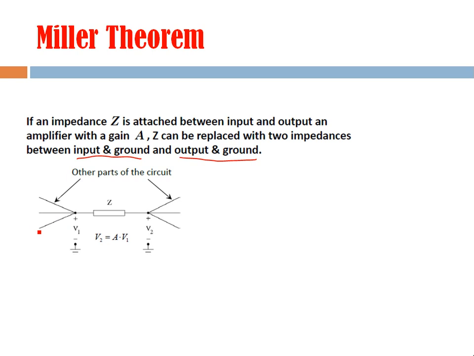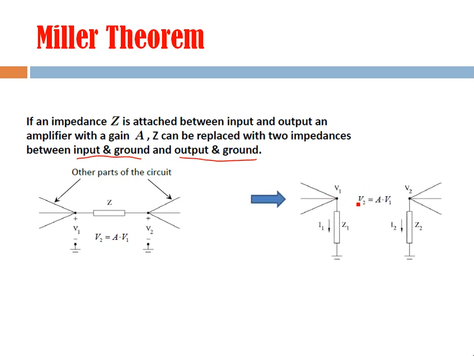So this is input side, and here V1 voltage is appearing on the input side, and this is output side. V2 voltage is appearing here, and there are other connections which are going to different parts of circuit. Now this Z impedance is connected between this output node and input node. Now what Miller theorem says is that this Z can be replaced by two impedances, one between input and ground and second between output and ground, something like this.